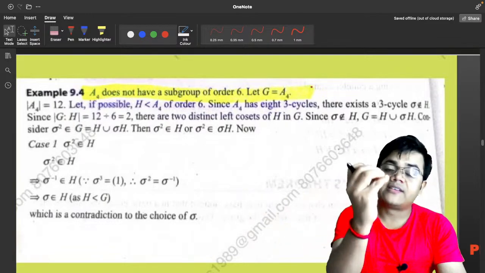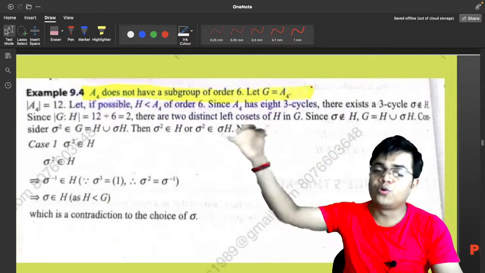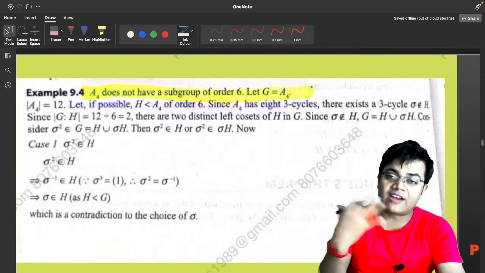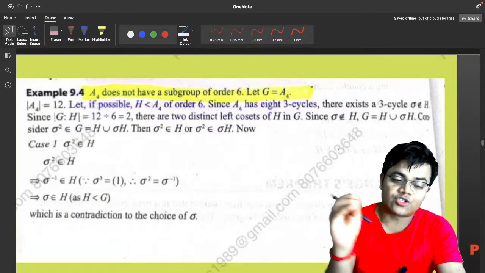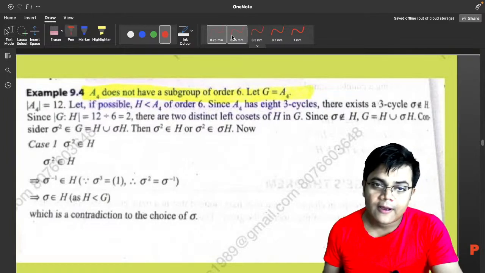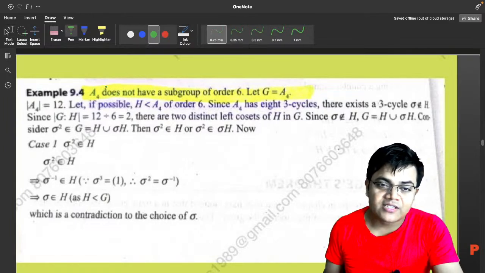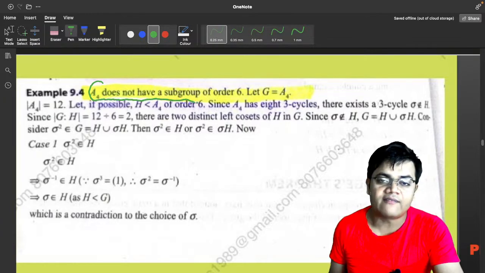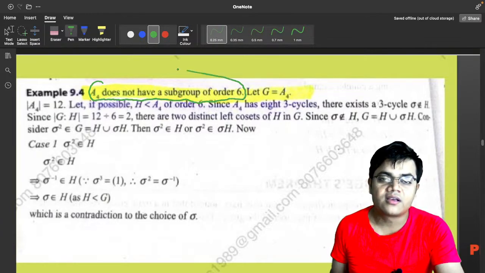It is true sometimes, not true sometimes. Which condition will be added, then we will always say that the converse of Lagrange's theorem is true? Certainly we will put a focus on that also. But before coming to that, this example is very interesting, that A4 does not have a subgroup of order 6.